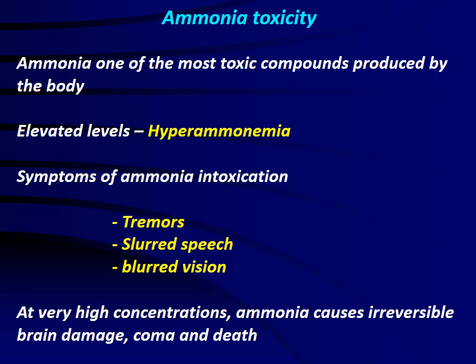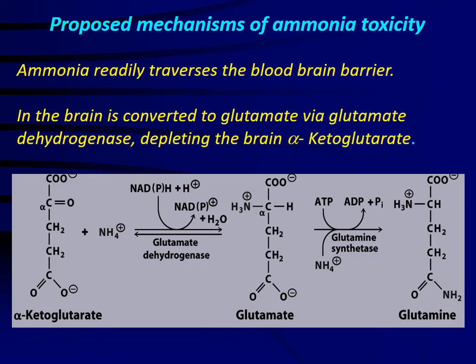Ammonia toxicity. Ammonia is one of the most toxic compounds produced by the body. Elevated levels of ammonia are known as hyperammonemia. The symptoms of ammonia intoxication: tremors, slurred speech, blurred vision. At very high concentrations, ammonia causes irreversible brain damage, coma, and death.